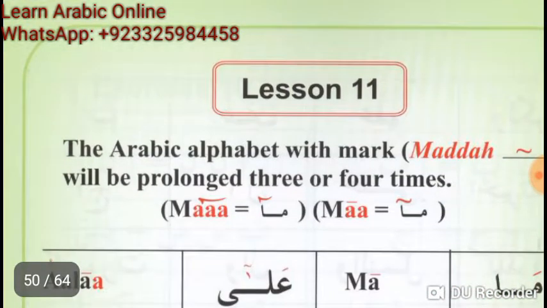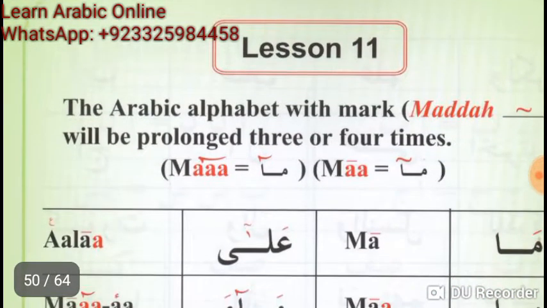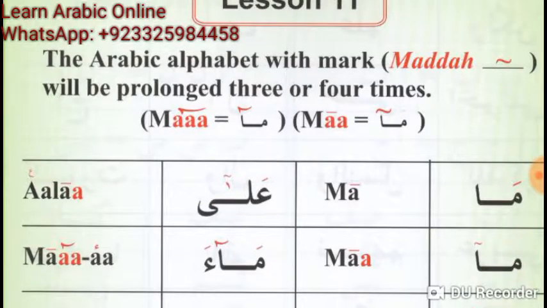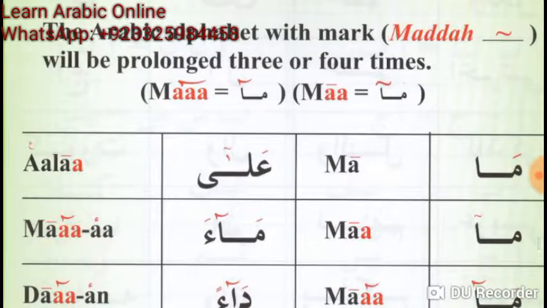On the next page, we have a new lesson, lesson number 11. Here you will learn about madda. First, you have learned about alif madda, waw madda, and ya madda. But here you will learn about big madda. So this symbol is written here. Arabic alphabet with mark madda will be pronounced 3 or 4 times. So alif madda, waw madda, and ya madda are prolonged 2 times, but this madda sign is prolonged 3 and 4 times. Okay.